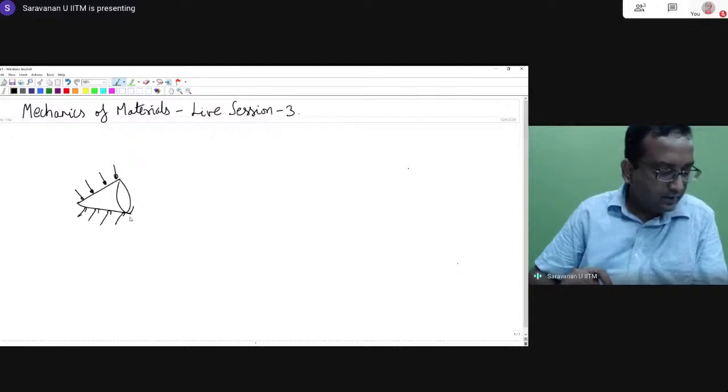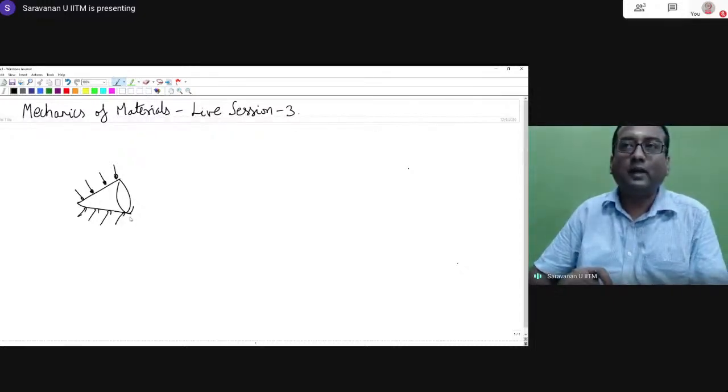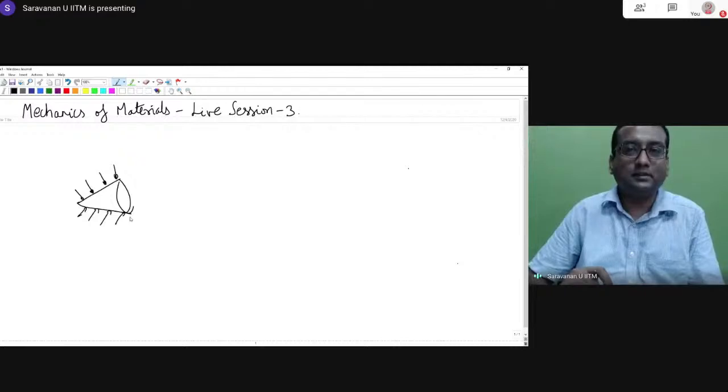Yes, rank also tells you what the dimension of the stress tensor is. Okay, determinant is one of the measures. The rank precisely tells what is the dimension of the stress tensor.